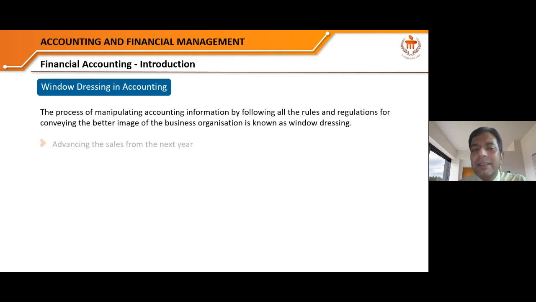So let's look at the methods, how I can do it. The first one is advancing the sales from the next year. It can be both ways. If I have done enough sales this year, the organization can actually hold the sales for a duration of 2 or 3 days and book it next year.